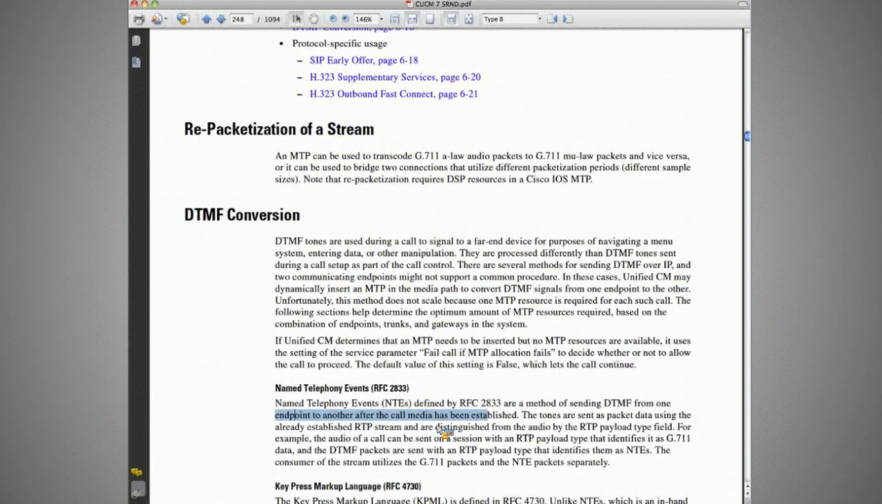These are a method of sending DTMF from one endpoint to another after the call's been established, but the tones are actually sent as packet data, so it's out of band in a sense, but they're using the RTP stream. So what they are not doing is sending an H225 or H245, more specifically header for H323. They're not sending a SIP signaling for SIP notify or something like that. They are not sending using the signaling protocol. They're actually sent in the RTP stream, but they're not audio sampled.